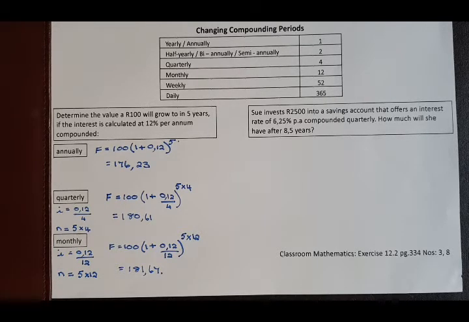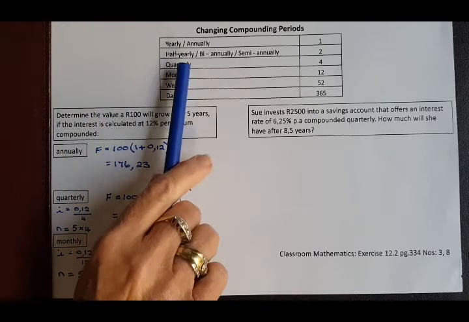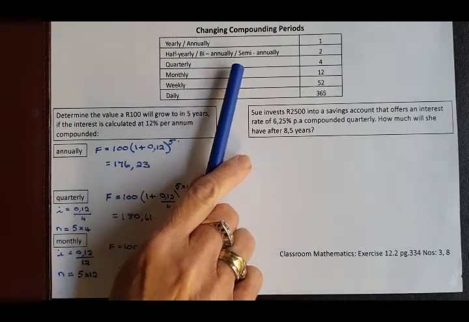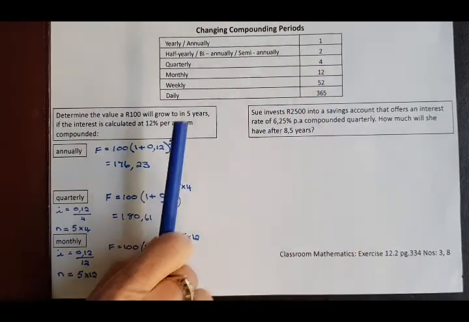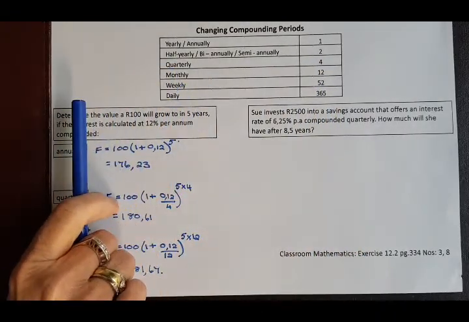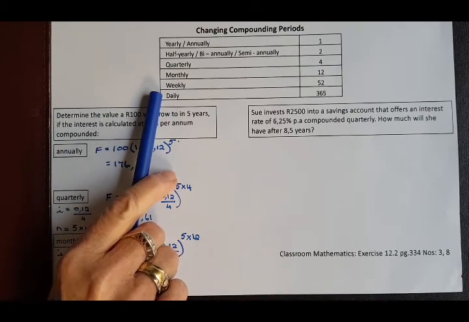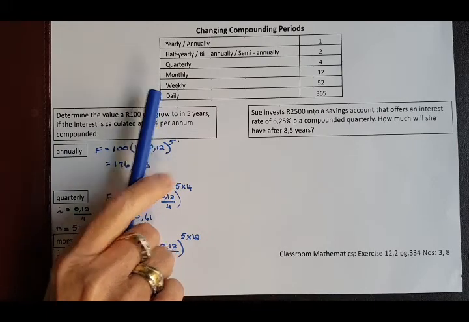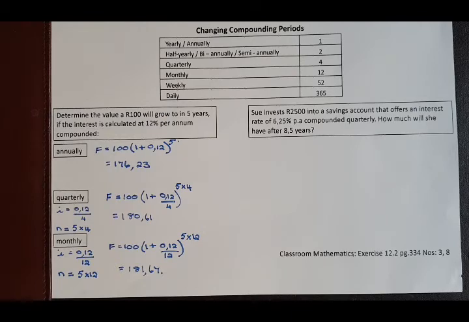Now the compounding periods, generally speaking, we can use half-yearly, biannually, semi-annual, twice a year, quarterly 4 times a year, monthly 12 times a year. We consider for our calculations weekly to be 52 weeks in a year and daily 365.